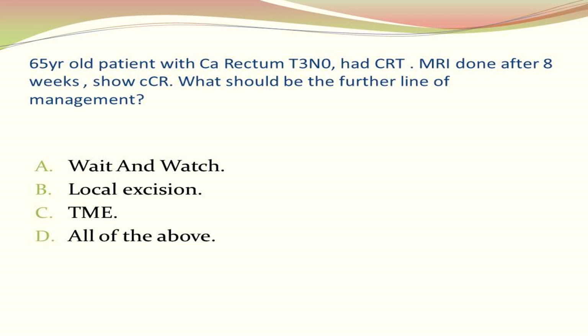Next question, 65-year-old patient with CA rectum, T3N0 had chemoradiotherapy. MRI done after 8 weeks shows complete CCR, means complete clinical response. What should be the further line of management? That means एक patient है जिसको T3N0 disease था. Okay, he had received chemoradiotherapy. MRI was done after that, which shows a complete clinical response. What should be the further line of management? Wait and watch, local excision, TME or all of the above?